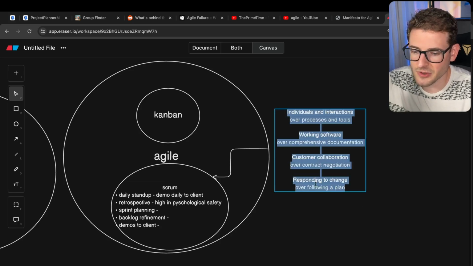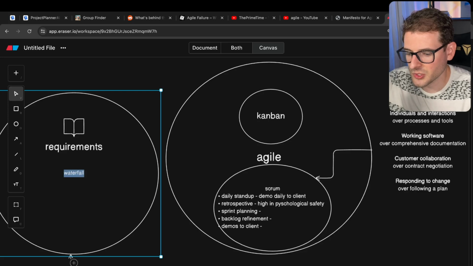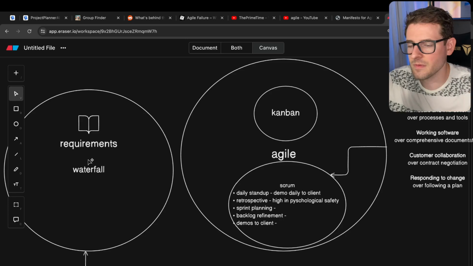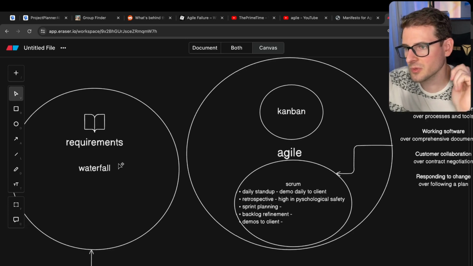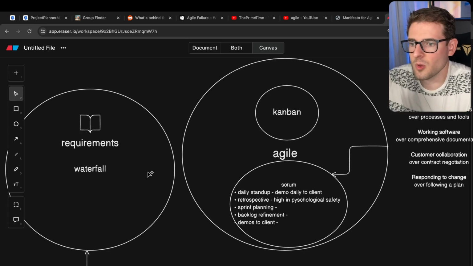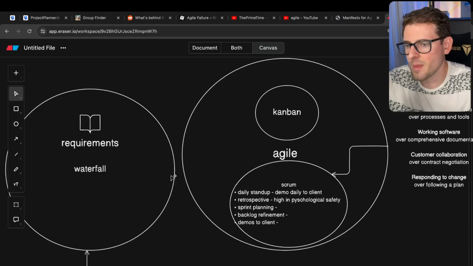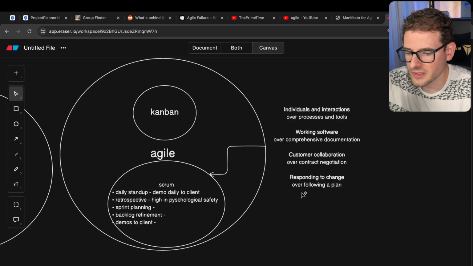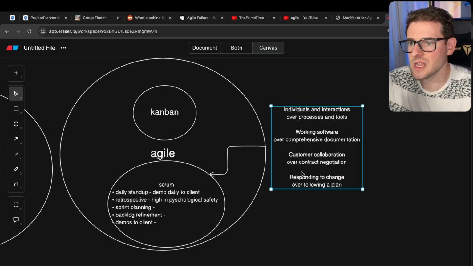Okay, and the last one, responding to change over following a plan. This is something that I think is very important as well. And I guess they're kind of addressing Waterfall, where they have this giant requirements document, this plan that they're going to follow. And the issue is if someone throws a wrench in that plan, the whole thing starts to fall apart because you have to go back and redesign and redo everything.